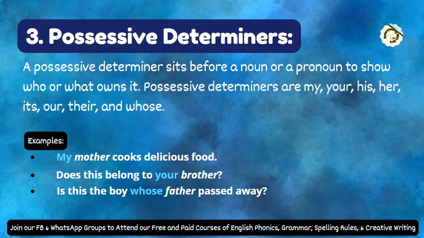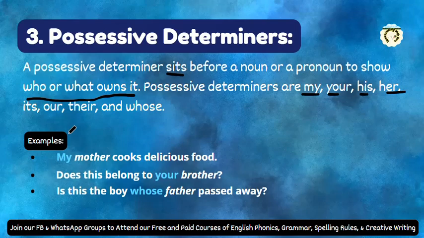Now the third type of determiners, that is possessive determiners. What are possessive determiners? A possessive determiner sits before a noun or pronoun to show who or what owns it. Possessive determiners are my, your, his, her, its, our, their, and whose. Now, some of you must be thinking that these are pronouns. So, please, they are not pronouns. They are possessive adjectives or possessive determiners.